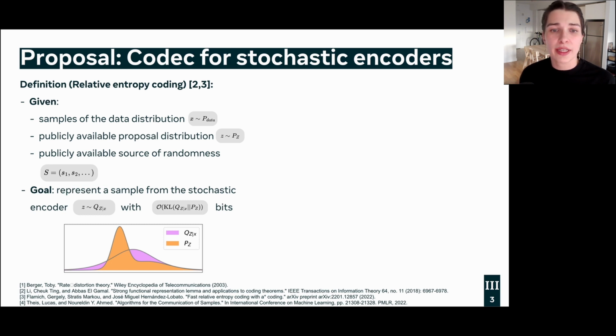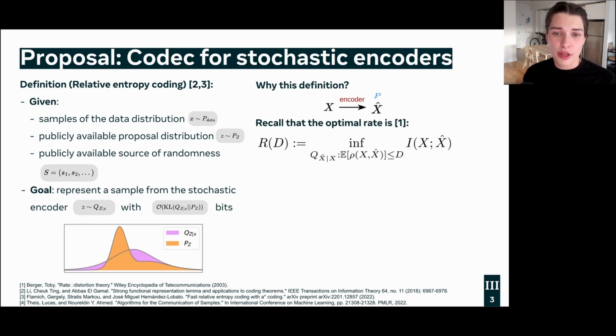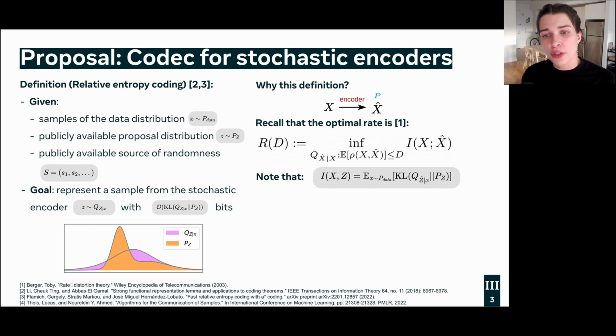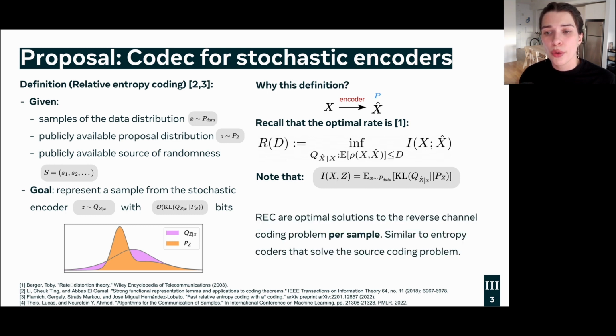So that's the goal, but why this definition and why this bound that we're trying to achieve? Recall the rate distortion function that Yibo introduced earlier. Note that the optimal rate is characterized by the mutual information, and then we can rewrite the mutual information term here in terms of an expected KL divergence. Here we can see the similarity to lossless coding. Relative entropy codecs are optimal solutions to the reverse channel coding problem per sample, similar to entropy coders that solve the source coding problem. Now, let us go ahead and go through some proposals to build such codecs.